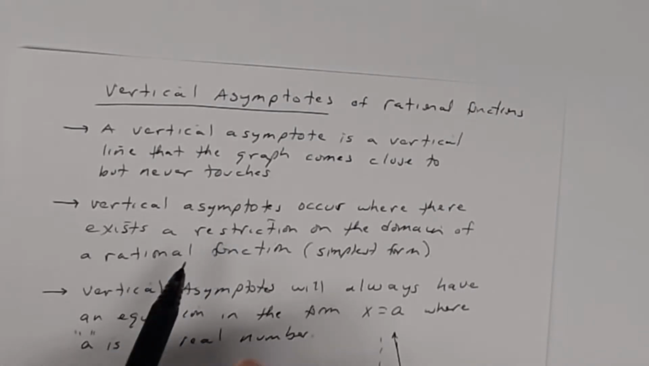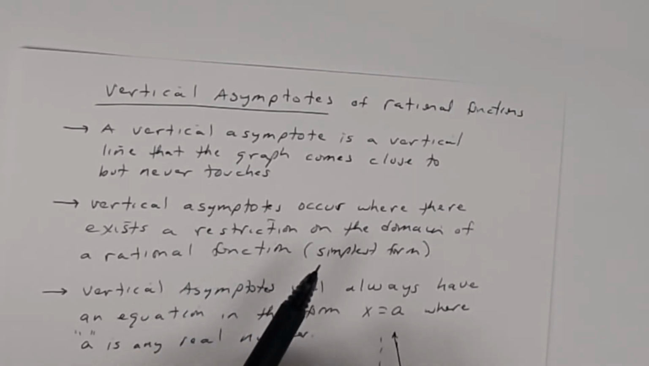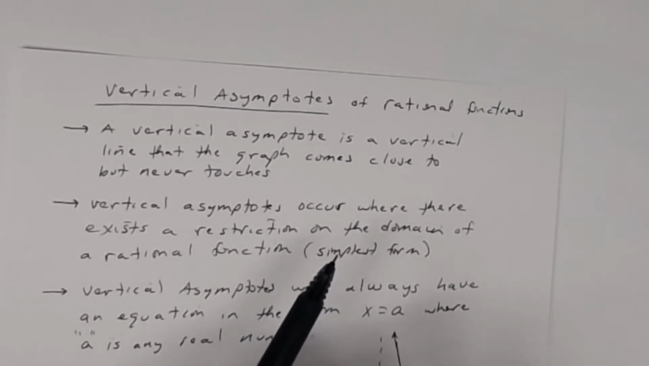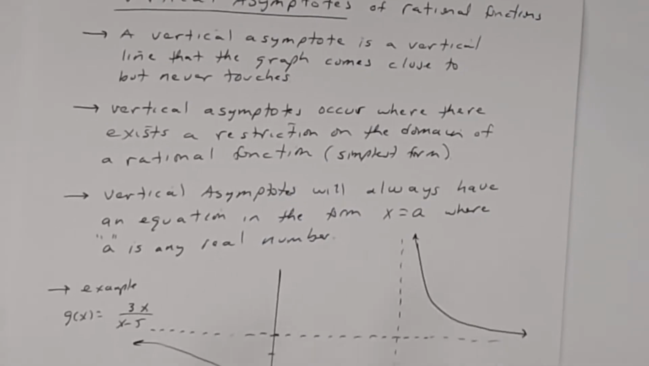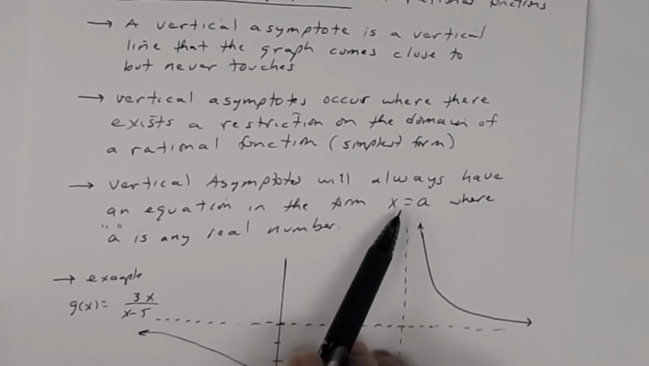Now, you're going to see, though, that when finding the vertical asymptotes, it needs to be in simplest form. All right, so you're going to see an example of what I mean by that in a little while. Vertical asymptotes will always have an equation in the form x equal a.